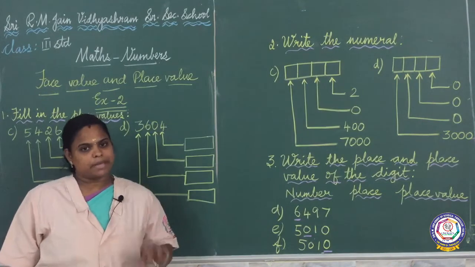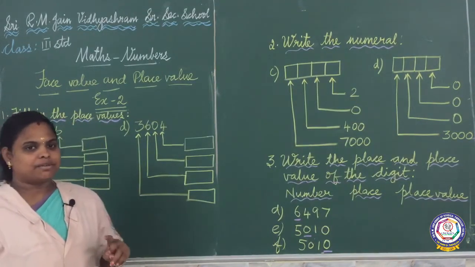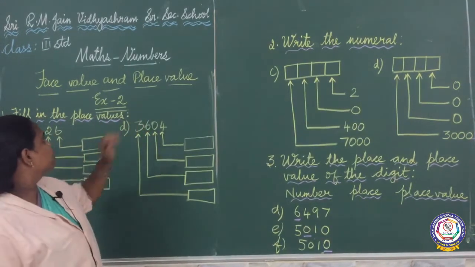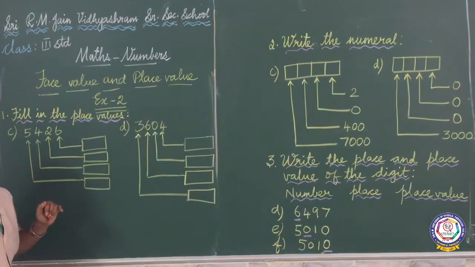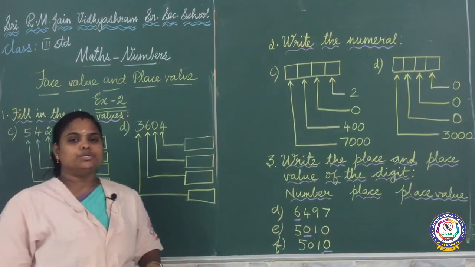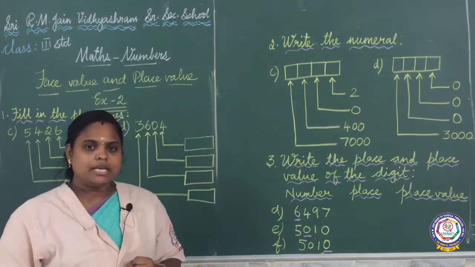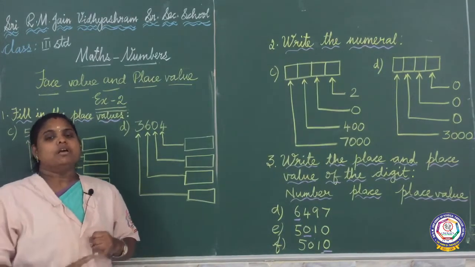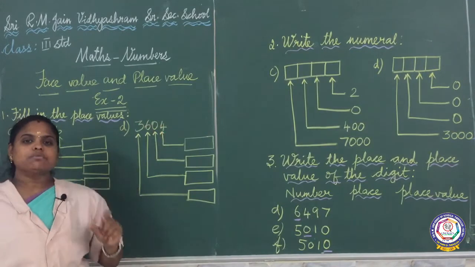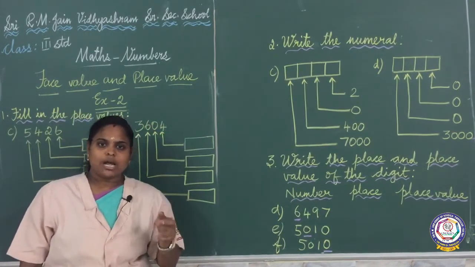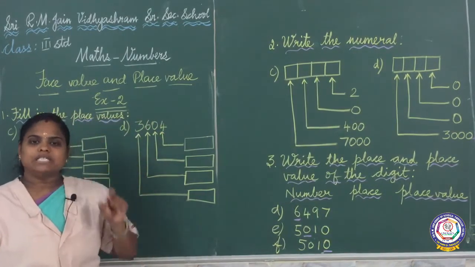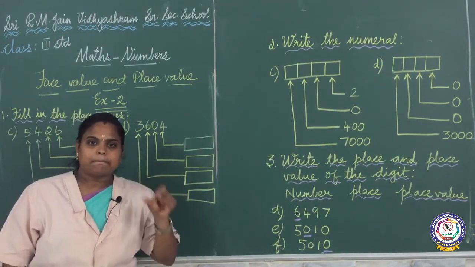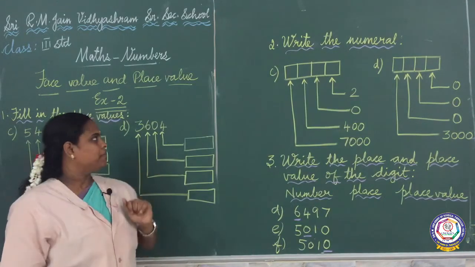Last class we saw in exercise 1 writing numbers, writing number names, showing the numbers on the abacus, and place values up to the thousands place. In this class we are going to see face value and place value. Already I told you, the face value of a number is the number itself. Place value of a number is the position at which it is placed.